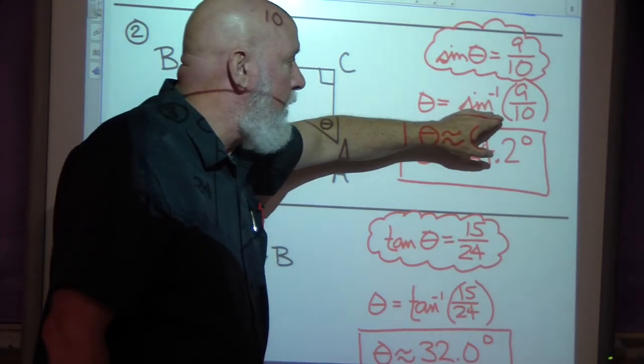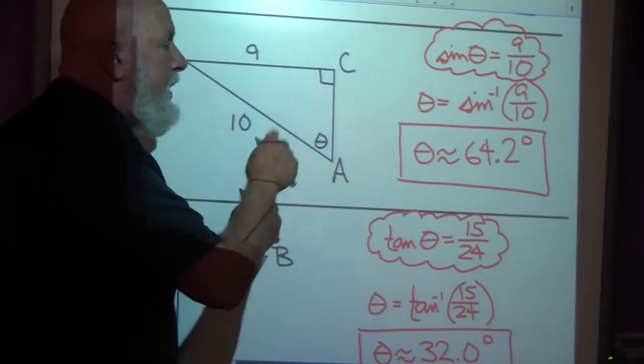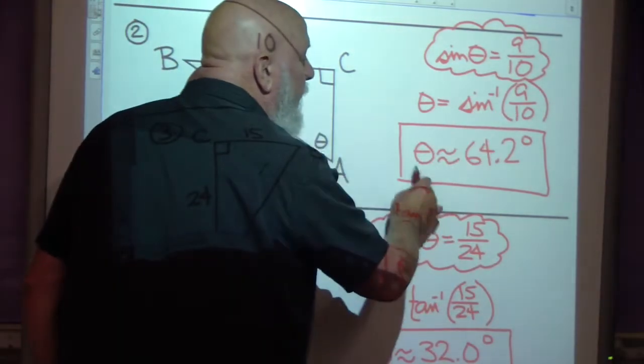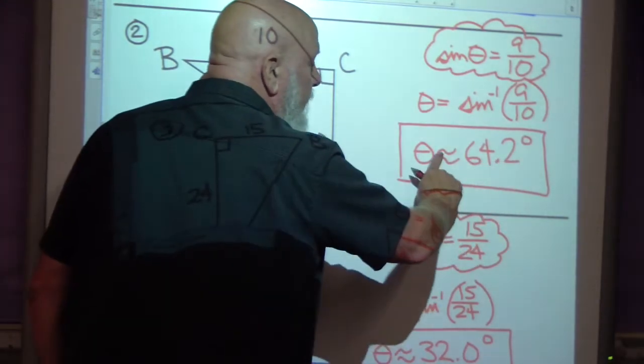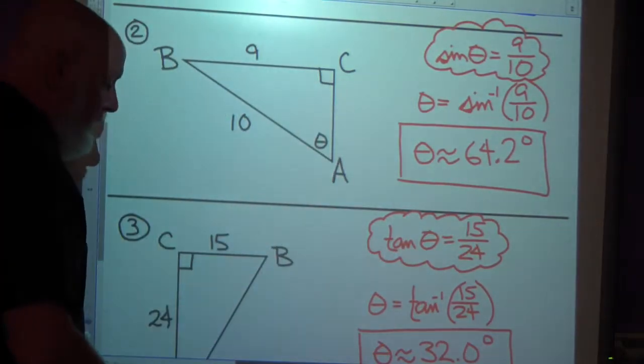Then I just have to plug this into my calculator. So I go to my calculator, hit second, sine, put this in, and it tells me that theta is approximately 64.2 degrees. That little squiggly equal sign is an approximation symbol.